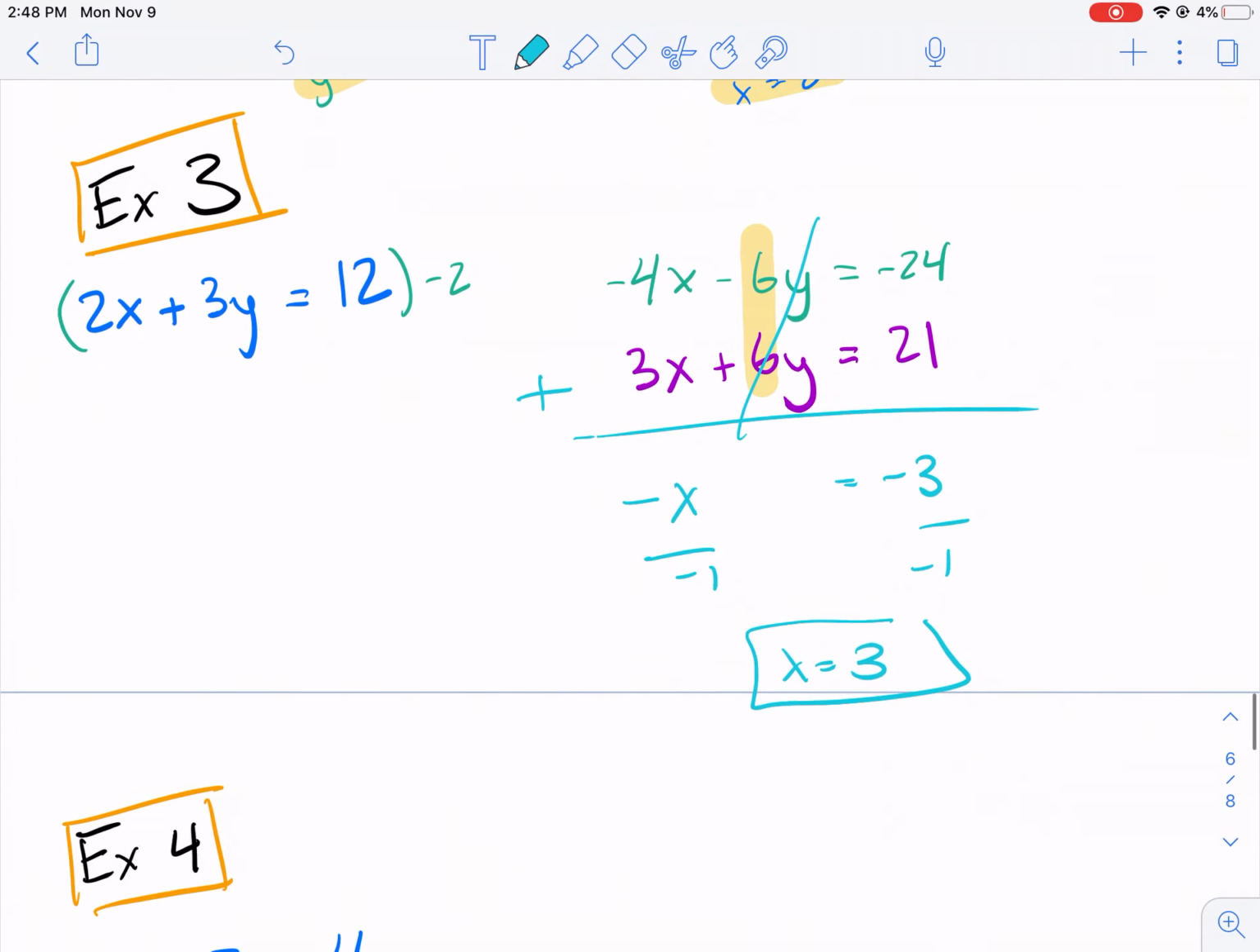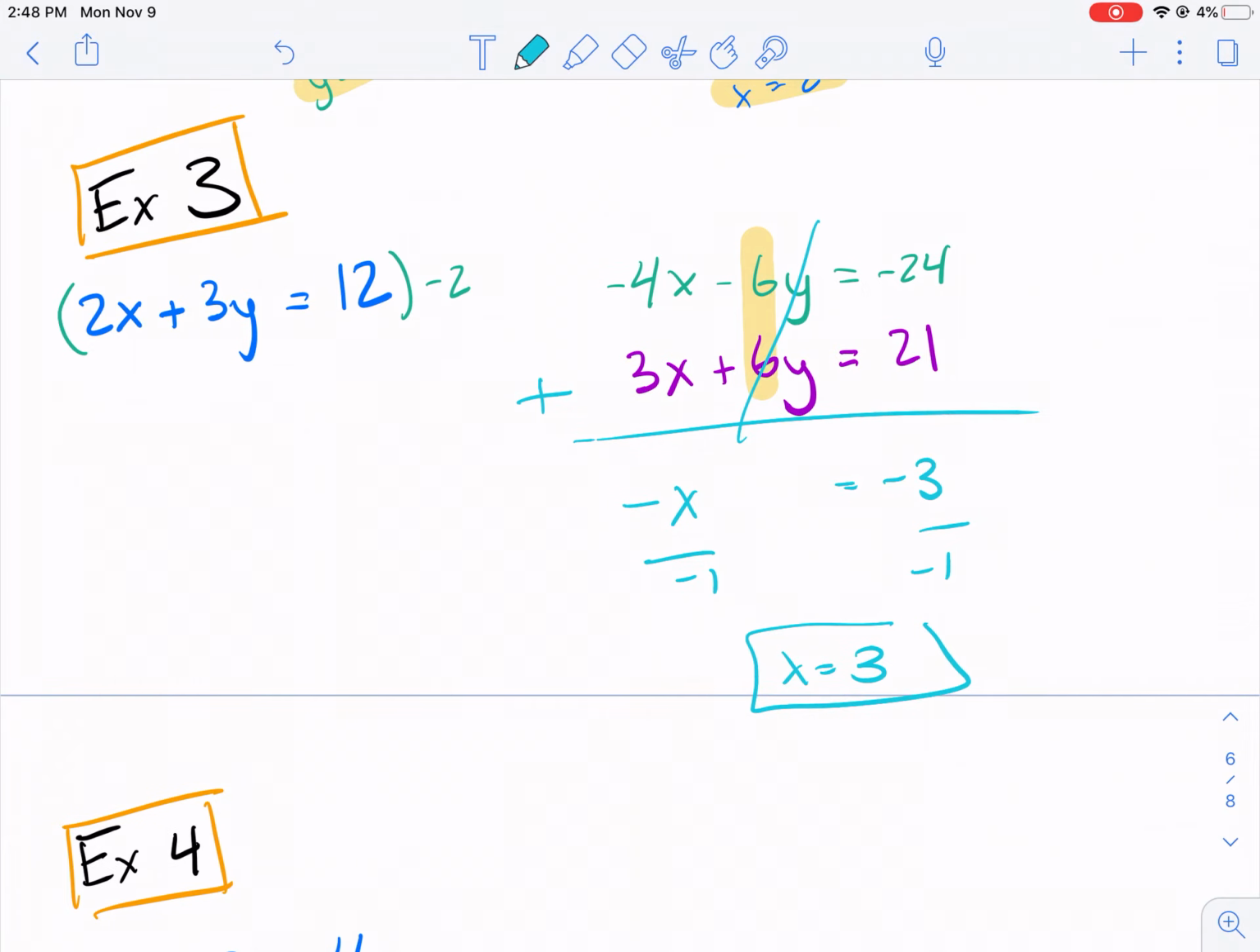I plug it into either equation. Doesn't matter. I can plug it into either one. The green, the purple, the blue, who cares? So I'm going to plug it into the blue. So I get 2 times 3 plus 3y equals 12. So I get 6 plus 3y equals 12.